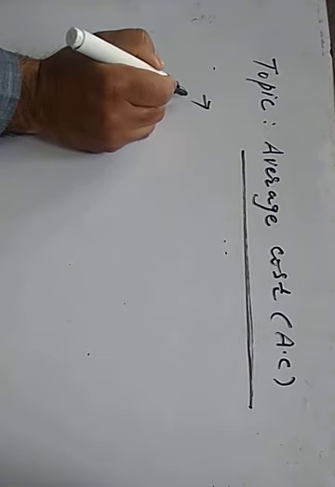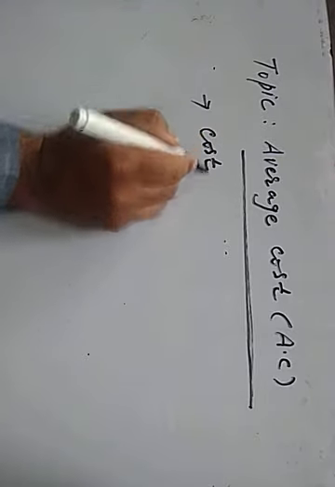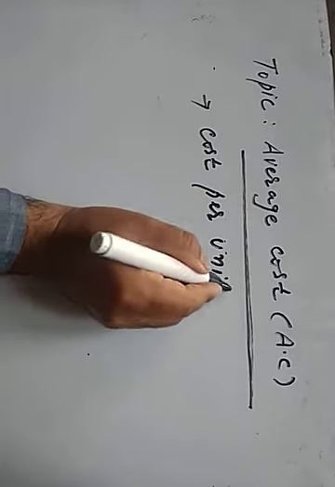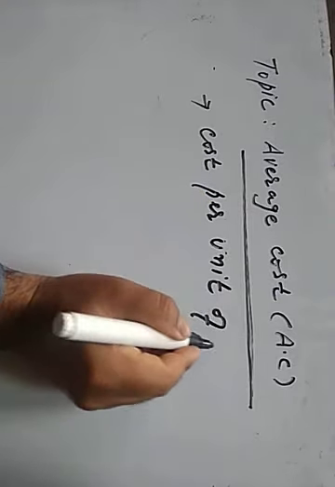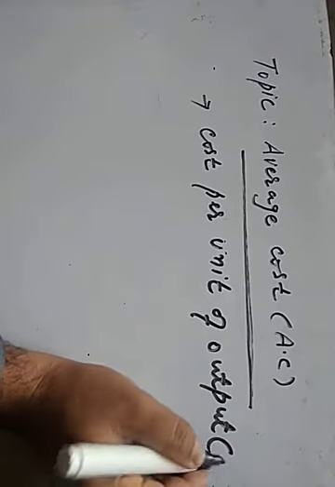The definition of average cost is it gives cost per unit of output. एवरेज कॉस्ट से प्रोड्यूसर को पता चलता है कि जो उसका पर यूनिट कॉस्ट है वो कितना है.